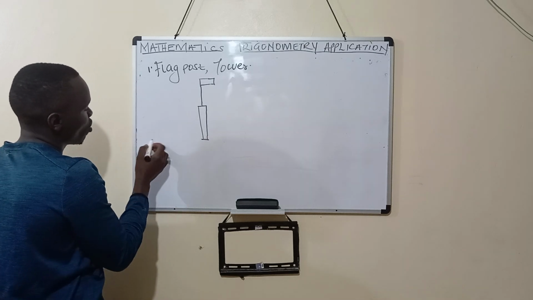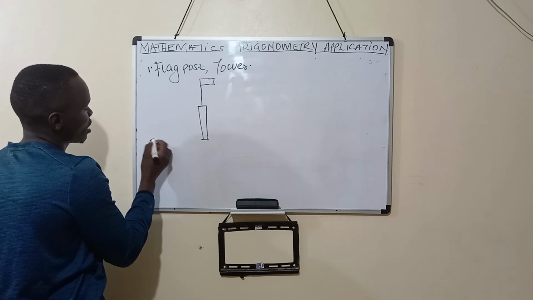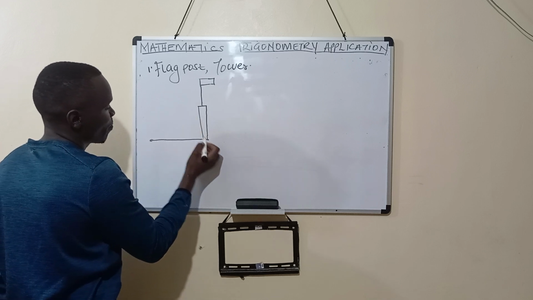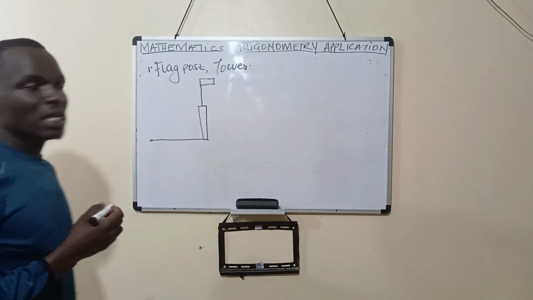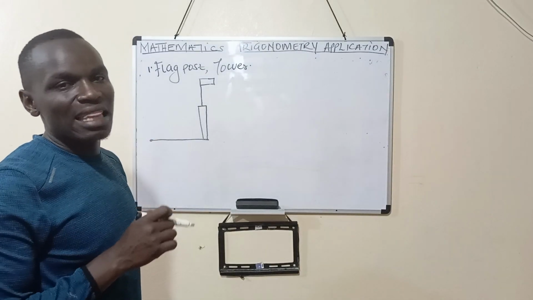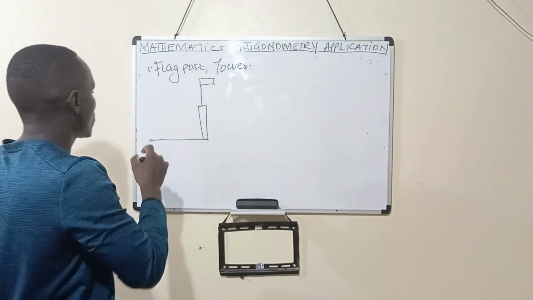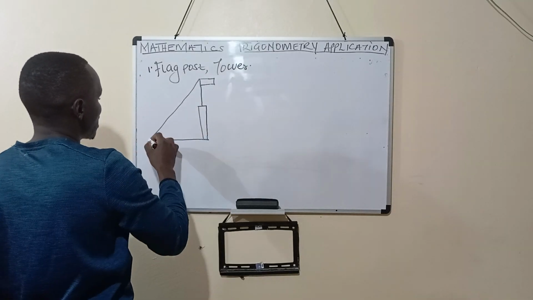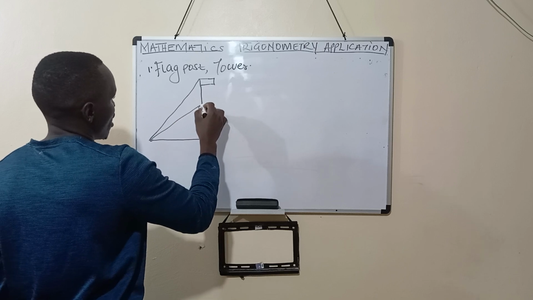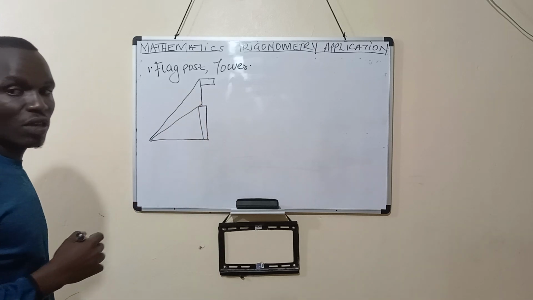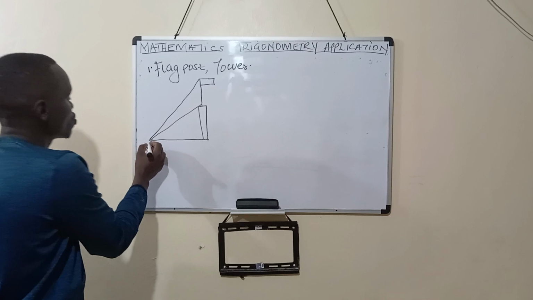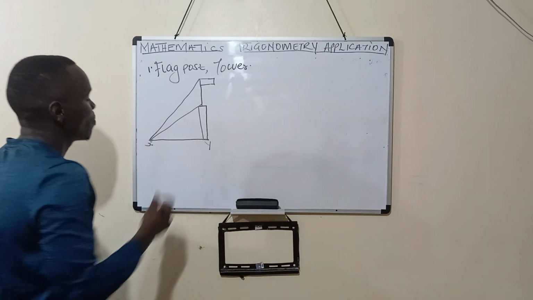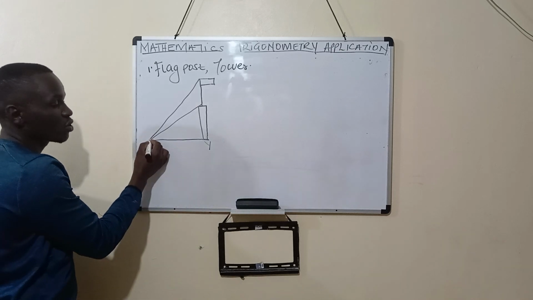Then there's a point on a horizontal ground. Let's call this point the point of observation. Now, this is a point on a horizontal ground. Then we are talking about the top of the flag post and the bottom of the flag post. Remember, we are not moving from this point. We are just using this point X, and we can call this one Y here. This point X here is the point of observation.